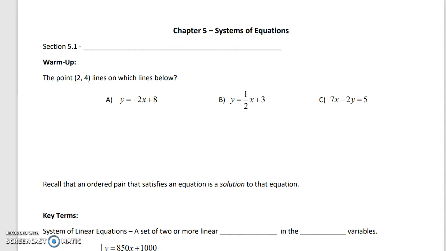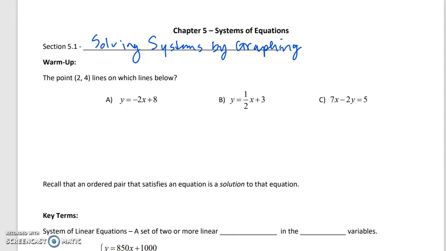Welcome to Chapter 5. In this chapter, we're going to start solving systems of linear equations. And we're going to start in section 5.1 with solving systems by graphing. We're going to find out that there's several ways to solve a system, and we're going to go through each technique one at a time.